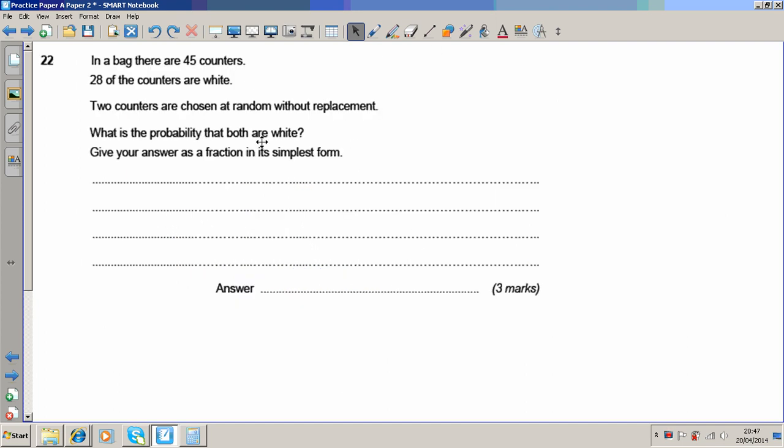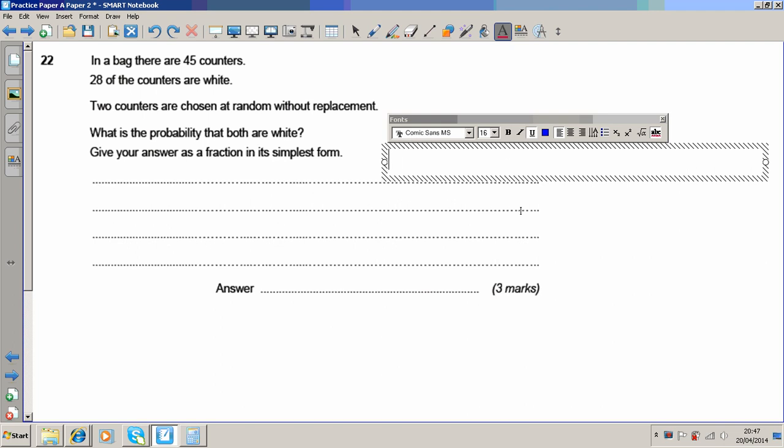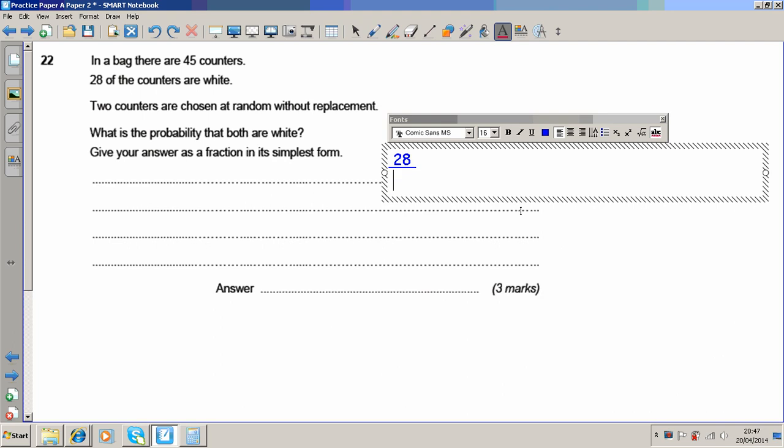22, in a bag there are 45 counters, 28 are white, 2 are chosen at random without replacement. What is the probability that they are both white? Give your answer in its simplest form. So 28 are white. So the probability of getting that on your first one is 28 over 45. And then the probability of getting a white on your second one, well, there's 27 now, out of 44 altogether. So for both happening, we multiply the two together.